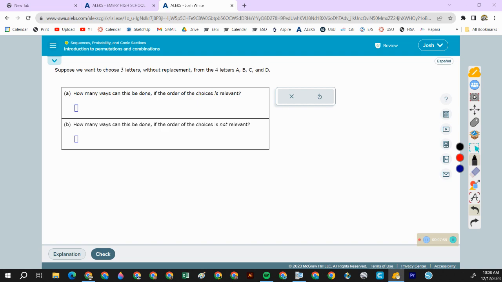So we want to choose 3 letters without replacement from the letters A, B, C, D. How many ways can this be done if the order is relevant? So that means, let's say AB is not equal to BA. So if order matters, then we write the not equal to, which is a permutation. And the next one says order is not relevant, so AB is equal to BA.